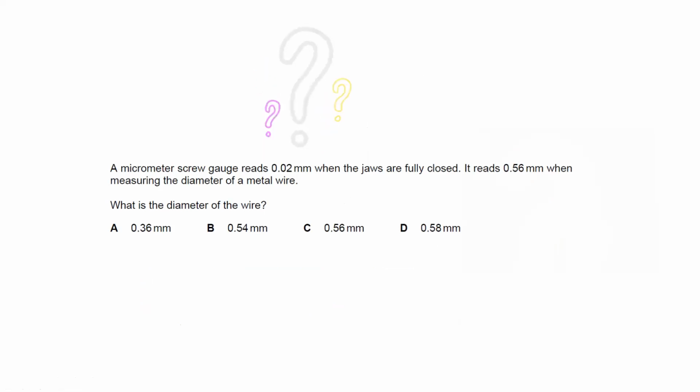Another question. Micrometer screw gauge reads 0.02 when the jaws are fully closed. So there is a zero error, which is 0.02. It reads 0.56 when measuring the diameter of a metal wire. What is the diameter of the metal wire? So 0.02 reading was there when nothing was placed, and then we place a metal wire and measure its diameter, it is coming out as 0.56. So what could be the right answer, and what is the diameter of the wire?